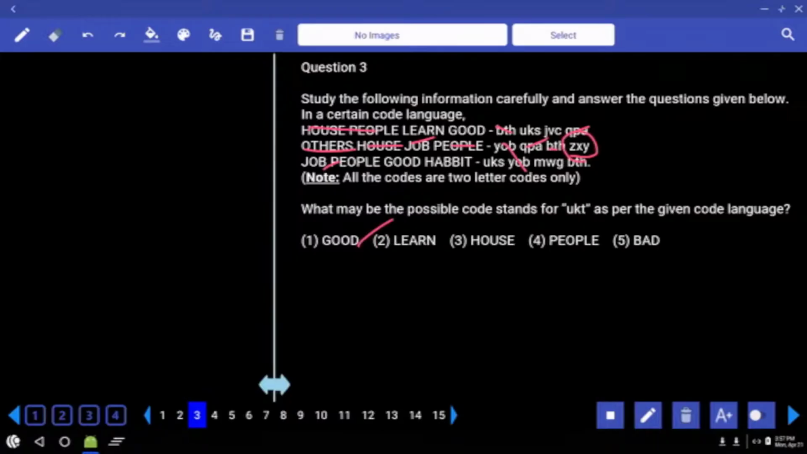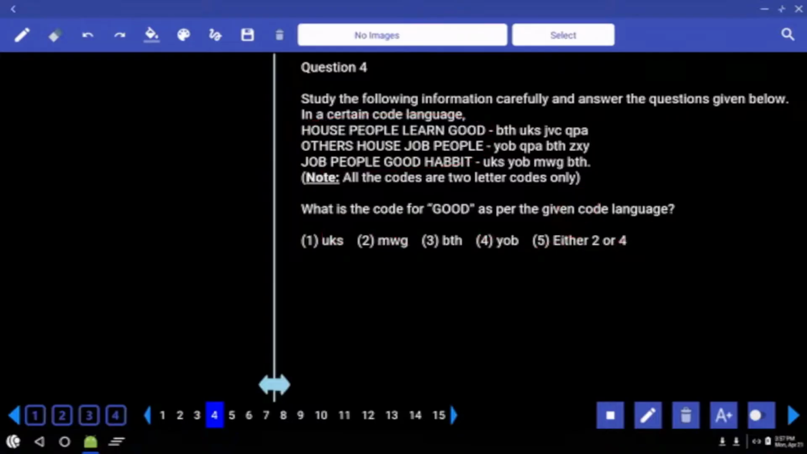Then next one, question number 3. Now here in this one, possible code for UKT. Now we need to identify possible code for UKT. Where is UKT? Now is UKT given anywhere here? No. UKT is not given as the code for any one of these. And the code for UKT is any word other than the given words. Isn't it? Good is here, it cannot be the answer. And learn, it cannot be the answer. House is there, cannot be the answer. People is there, cannot be the answer. Bad is nowhere given. And the code for bad can be UKT, choice.